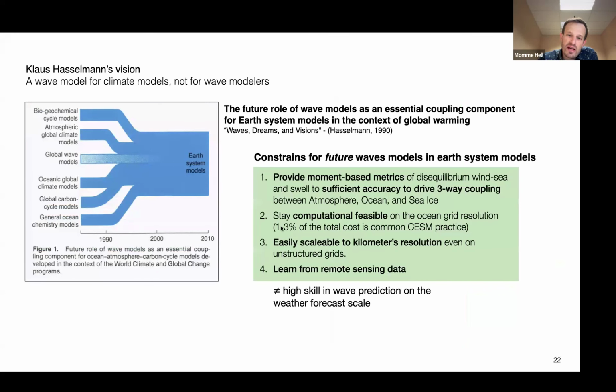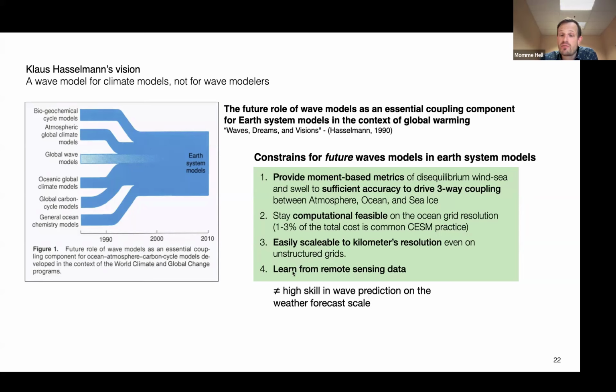Well, we can now write down requirements for a wave model in future Earth system models, right? First of all, we want to provide moment-based metrics that are sufficiently accurate for three-way coupling between atmosphere, ocean, and sea ice, right? Then we want to have this computationally feasible, that means computationally cheap, to run in coupled systems, but we don't want to blow it off the chart in fully coupled Earth system models. We want this to be easily scalable on like unstructured grid on a kilometer scale, right? So the model should have that property.